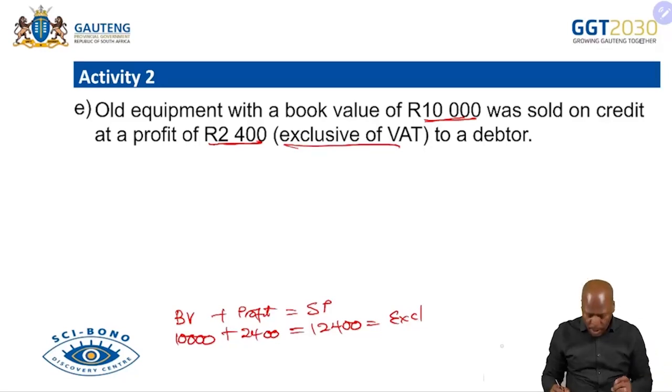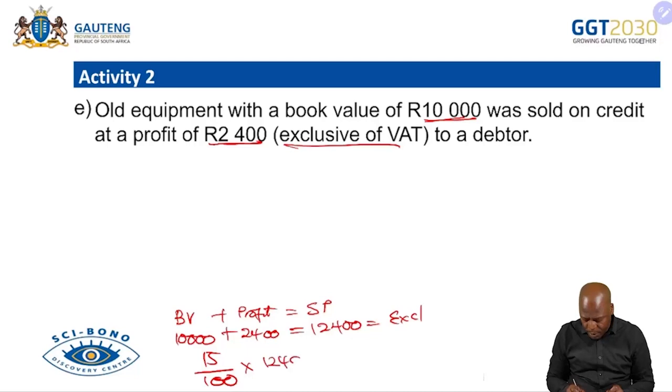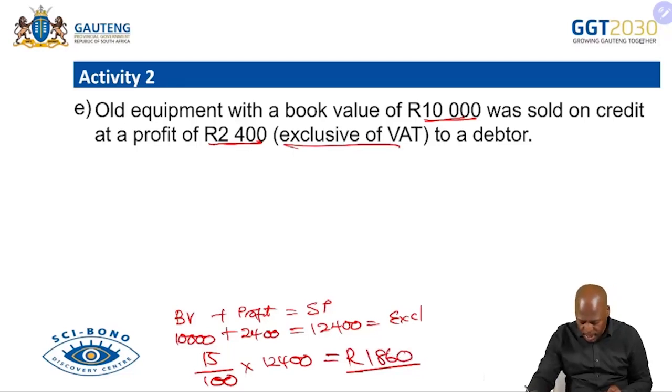Now, let us quickly establish. What do we want? We want VAT. That is my 15. What do I have? I have exclusive 100 multiplied by 12,400. Please punch that into the calculator. How much do we get? Thank you. Someone has already given me the figure, saying, Simbi, you get 1,860. That becomes my VAT.